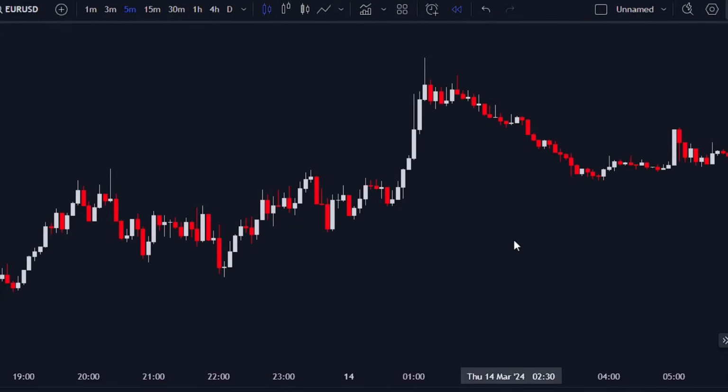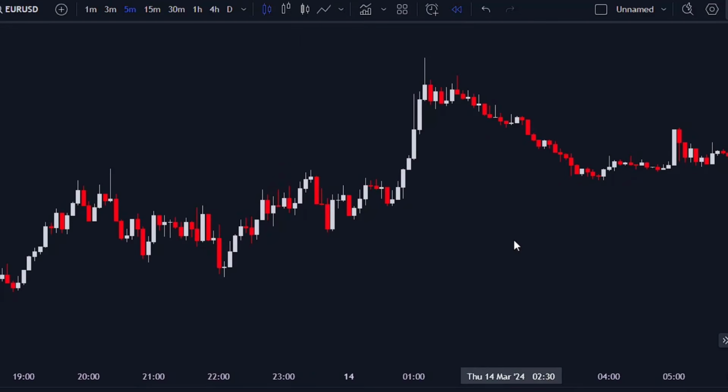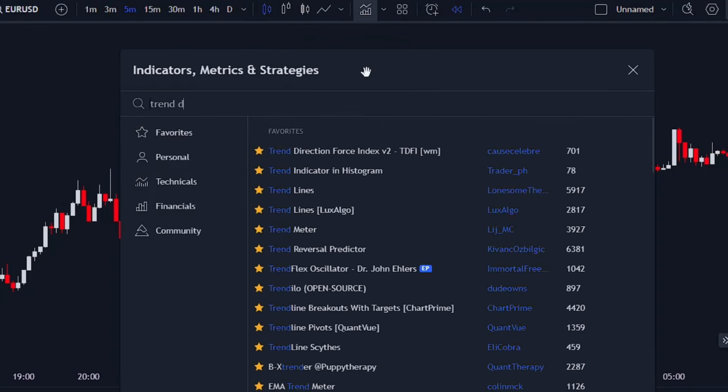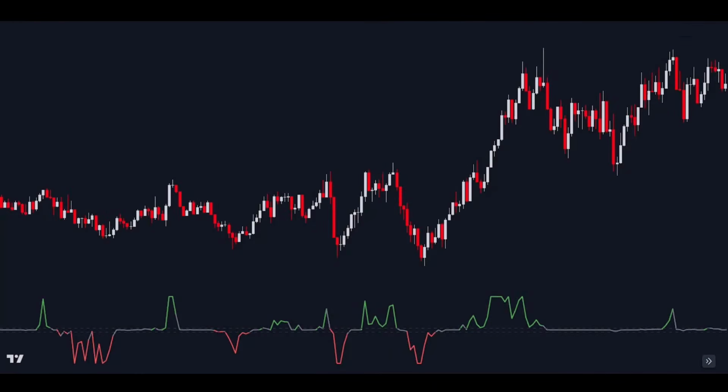All right, so the core of the strategy lies in a little gem called the Trend Direction Force Index. To set it up, you'll want to hop over to TradingView and load up the 5-minute chart of the euro against the US dollar. And then add the Trend Direction Force Index from the indicators list, specifically the one created by this amazing author. Now, this indicator may sound fancy, but trust me, it's pretty straightforward.